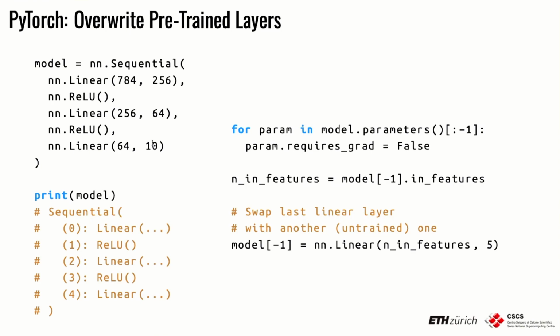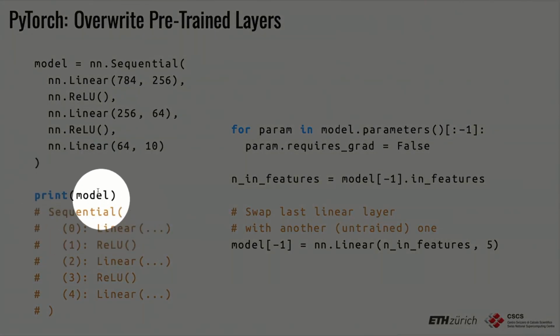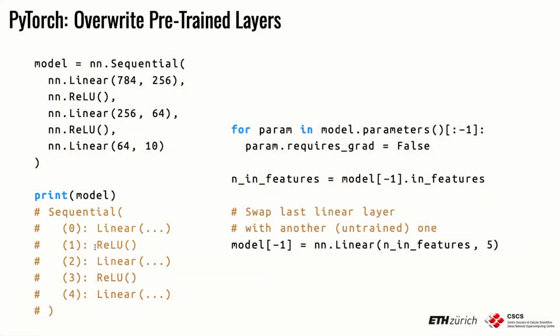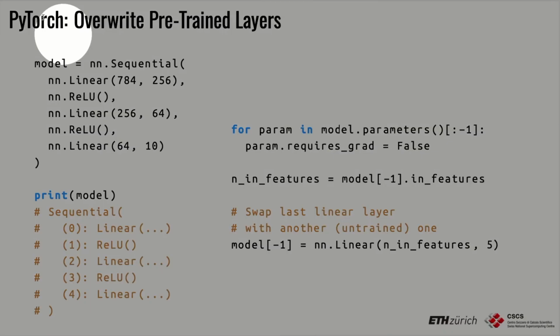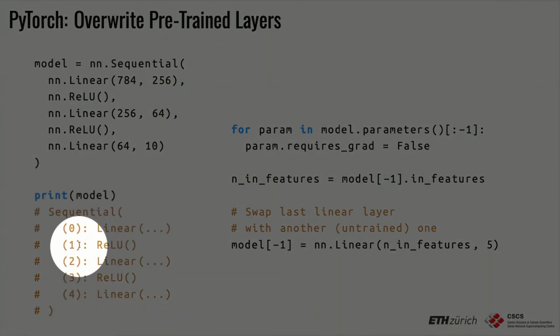And then if you print the model, you can see that when you define this model with the sequential, but also if you do the nn.Module subclassing, this will be taken from how you define the forward pass, but you can print the model, and you can see that they're all indexed. So the first linear layer is 0, ReLU is 1, linear is 2, ReLU is 3, and linear is 4.